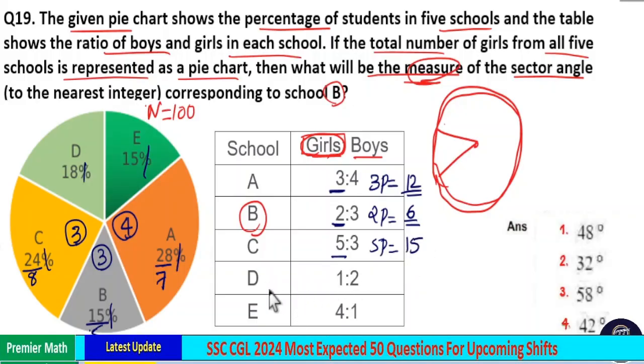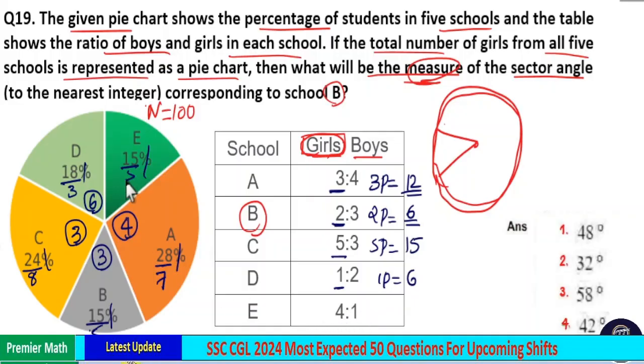15. In school D, total number of students is 1 plus 2, 3 part. 3 part is equal to 18, means 1 part is equal to 6. If 1 part is 6, total number of girls in school D is equal to 1 part, which is equal to 6. And in school E, total number of students is 5 part.